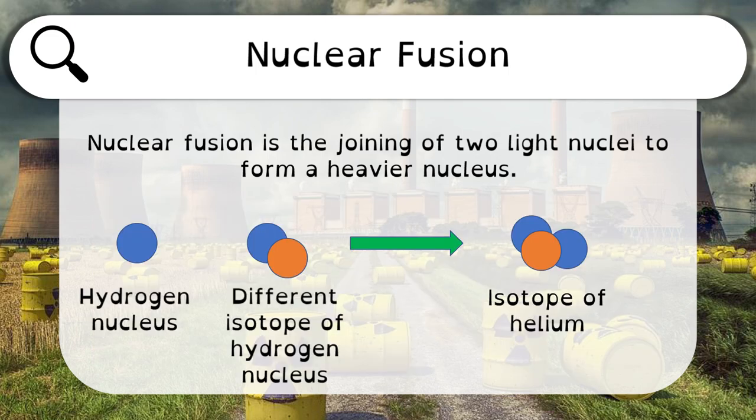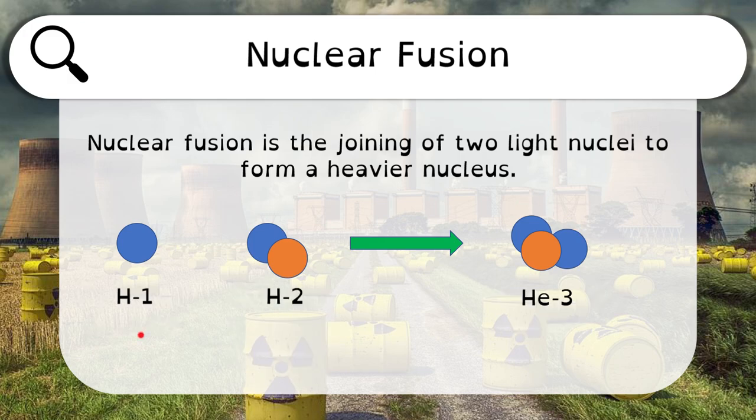There are many different types of example that I could have chosen, but I've chosen in this case hydrogen, so one proton, to join with another hydrogen, but a different isotope because it's got a neutron and one proton. That then joins with a mass number of 3, 2 protons, and then 1 neutron. So then we get helium because it's got 2 protons.